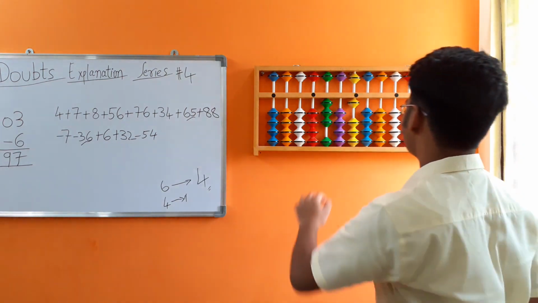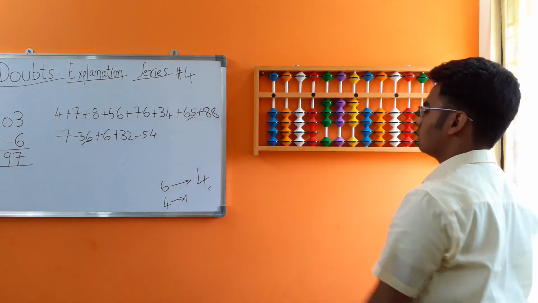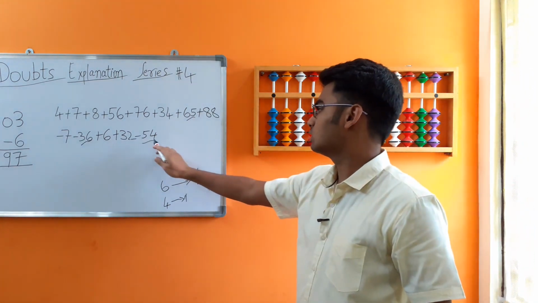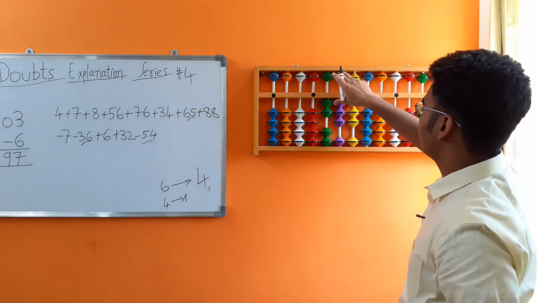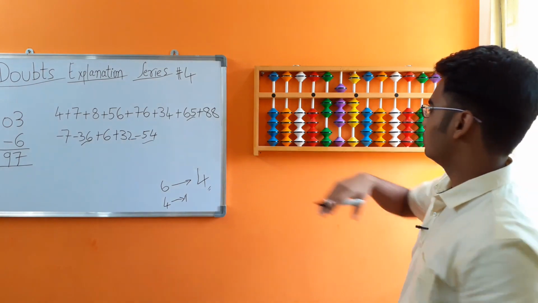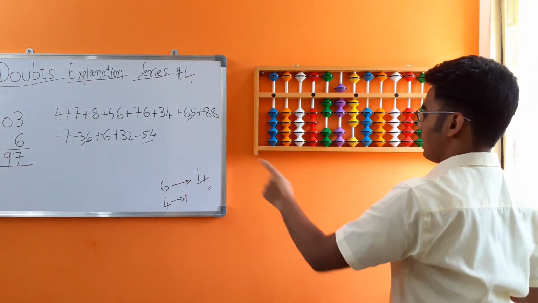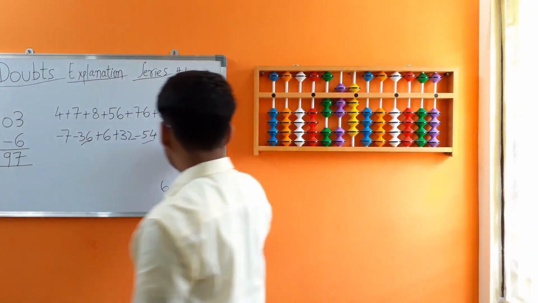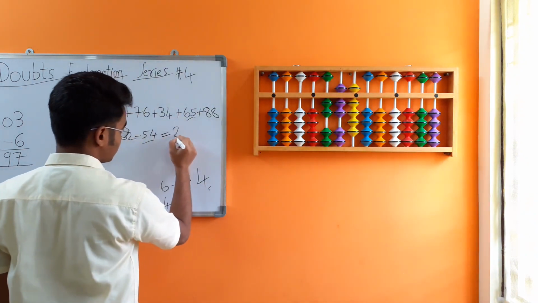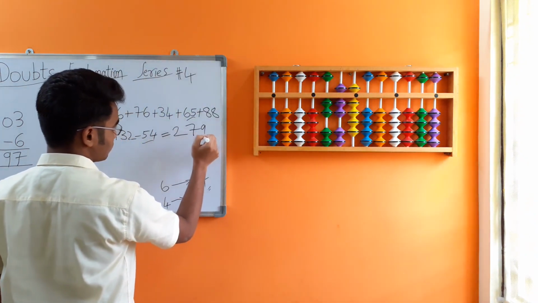32 can be added directly. 54, this is nice. 54, less the boss 10, add 5's friend 5, minus 4, less the boss 10, add 4's friend 6. Got the answer as 279. We'll go for the next sum.